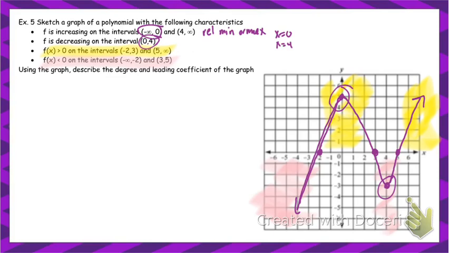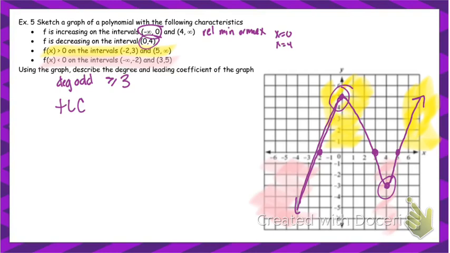Then from this graph, it says to describe the degree and the leading coefficient. Well, we know the degree, since my ends are opposite, I know the degree is odd. I also know it's at least 3 because there's 2 terms. So this could not be a first degree polynomial. If I saw 4 terms, I know it'd have to be at least 5. But again, the degree has to be 1 more than the number of terms at least. What I also know is that the leading coefficient is positive because the end behavior matches that.